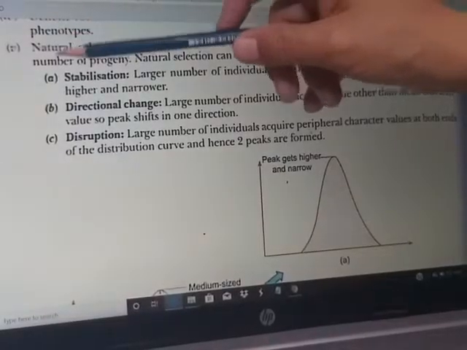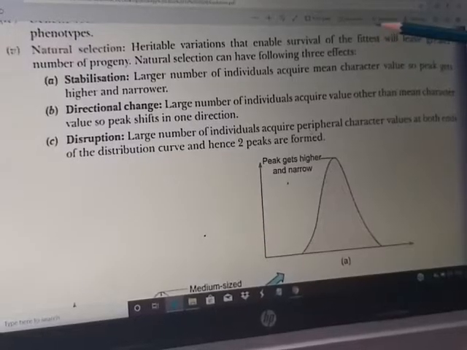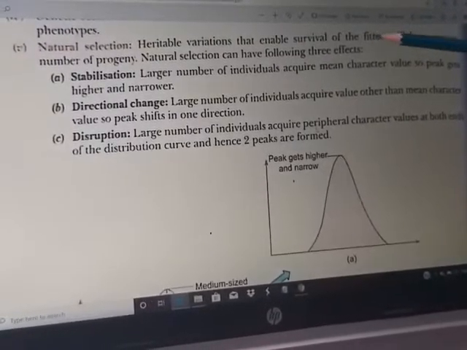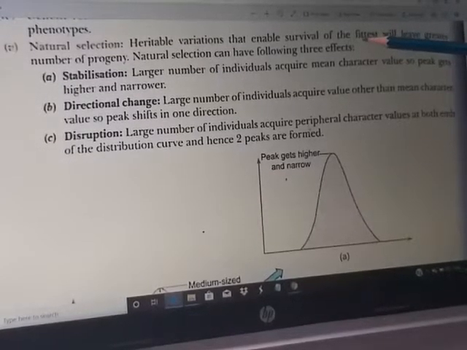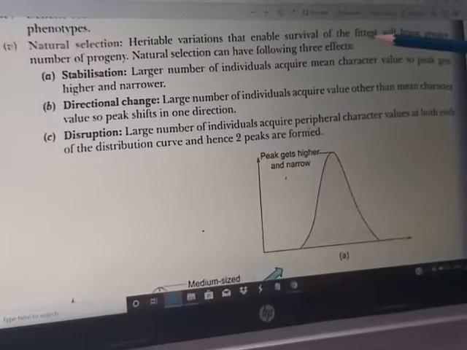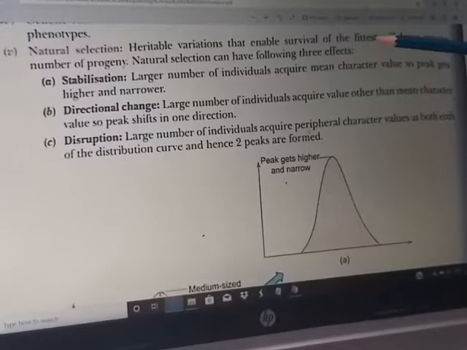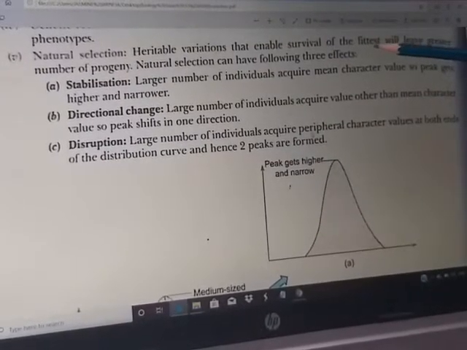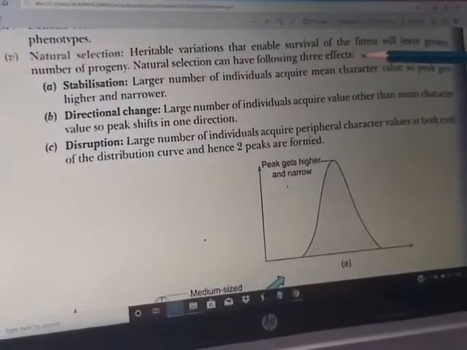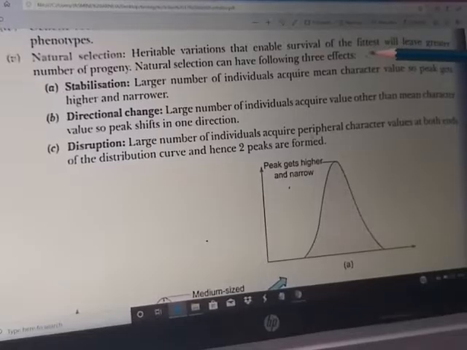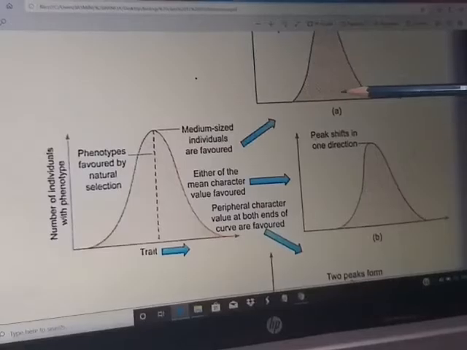Will leave greater number of progeny means those who are surviving will reproduce more and will add their progeny in the population, and there will be a sharp change in the percentage of the population. Those which are not surviving will be eliminated from the population, and we are moving toward the concept of natural selection. Now, how does this natural selection operate? It leaves three kinds of effects, and this is also explained with the help of these graphs.